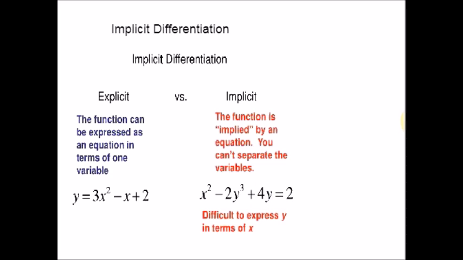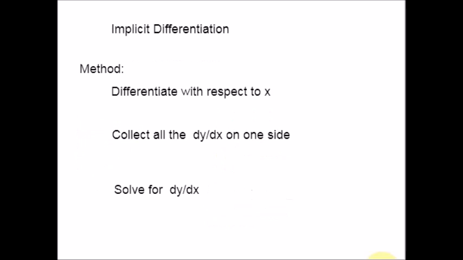Now let us see how to do implicit differentiation. Here are the steps to be followed while doing implicit differentiation. Step 1 is to differentiate with respect to x and collect all the dy over dx on one side of the equation. And then you have to solve for dy over dx. You have to follow all these three steps to complete the implicit differentiation. Let me take few examples and explain you step by step.